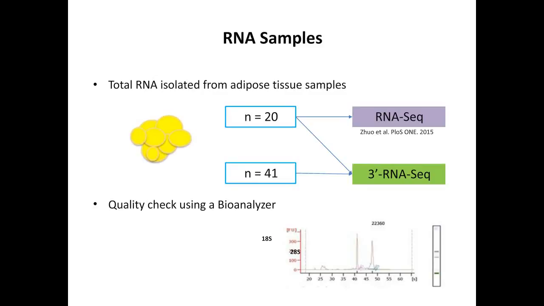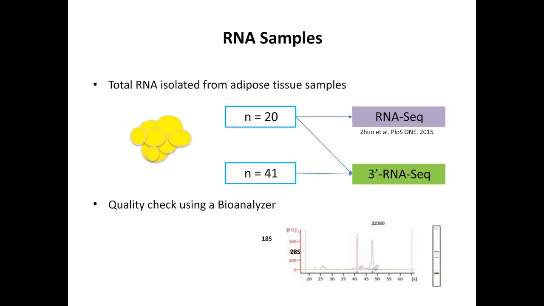We basically took the adipose tissue from chickens. We isolated RNA samples, and then we had 61 samples overall. 20 samples were used for both RNA-seq and 3' RNA-seq, but for 41 samples we only used 3' RNA sequencing. So after sequencing, we have 20 samples which have both RNA-seq and 3' RNA-seq.